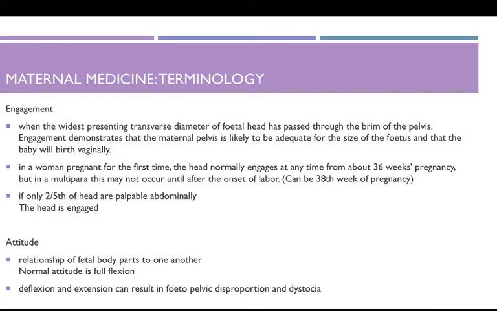In a woman that's pregnant for the first time, the head usually engages any time from about 36 weeks of pregnancy. But if a woman's given birth before in the past, engagement might not happen until very close to the onset of labour. The way that you tell if the head is engaged is if only 2/5 of the fetus's head is palpable abdominally. That tells you that the head is engaged.